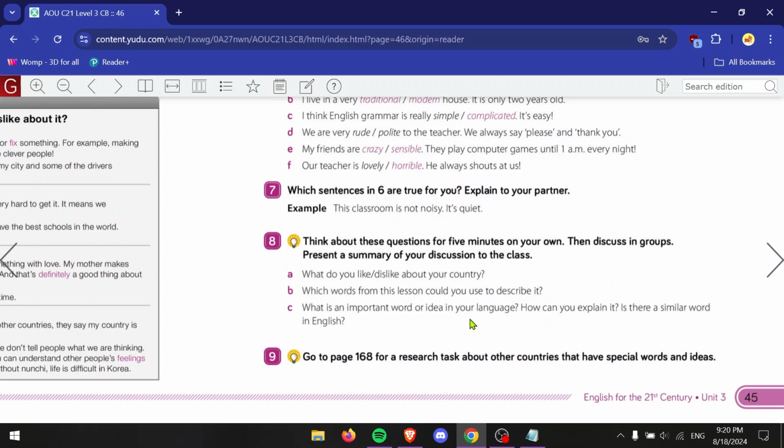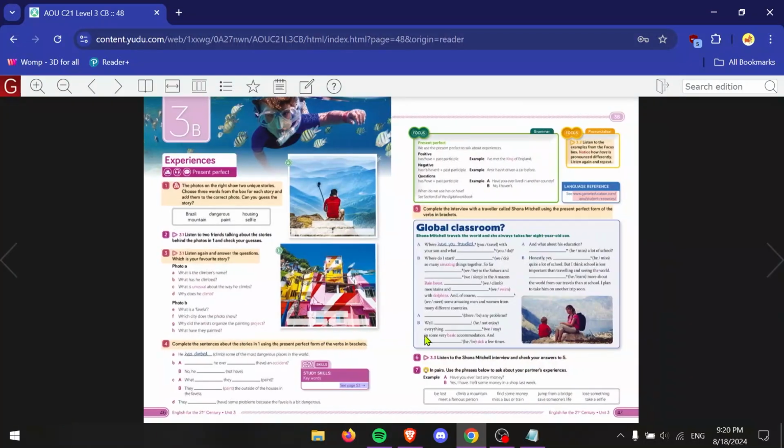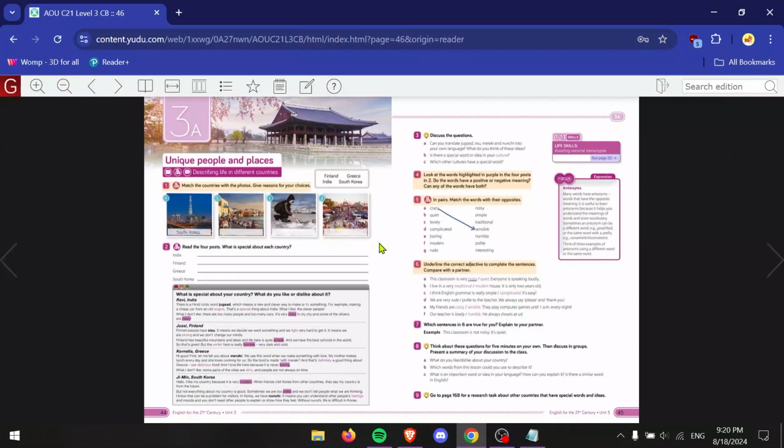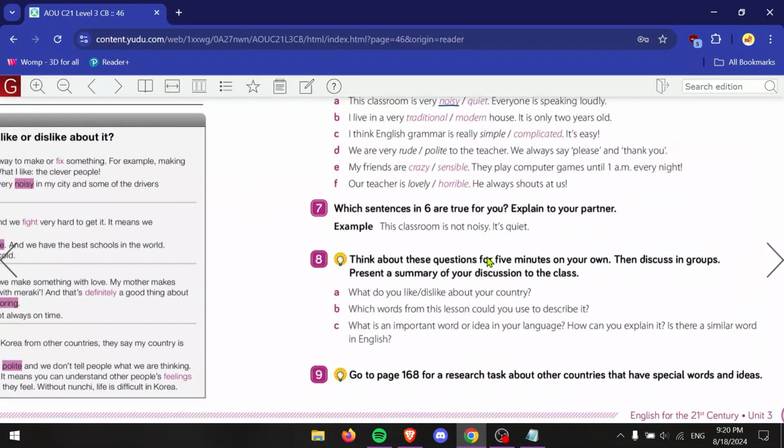All of these are great ways to not only discuss it with a partner if you're in class, but just think about it and talk out loud to practice your speaking if you're by yourself. So I think on that note, I believe we're done here. Yeah, we are. So this was unit 3, part 1.